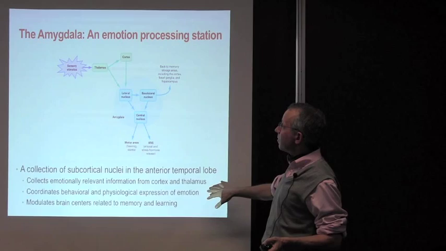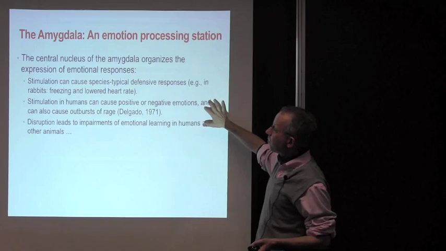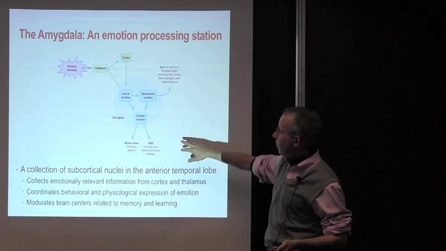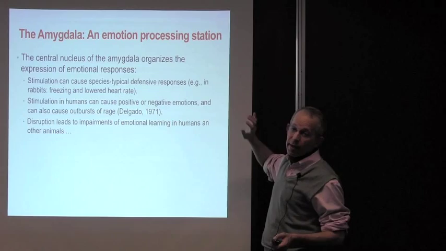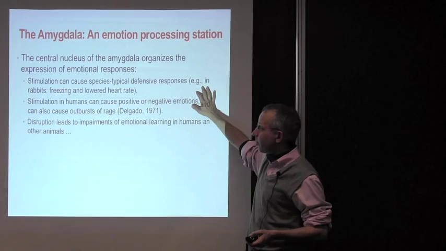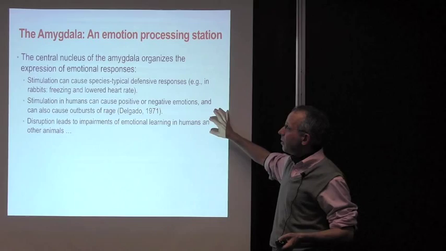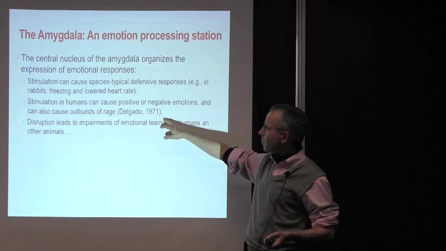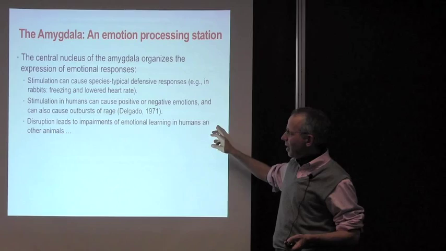The central nucleus organizes the expression of emotional responses. So if you remember here, the central nucleus is the output pathway. Stimulation of it can cause species-specific defensive responses, freezing, lowered heart rate. So it's as if you're bypassing the circuit and going straight to the output. In humans, it can cause either positive or negative emotions, an outburst of rage. I suspect given 1971, that's not our Delgado. And disruption leads to impairments of emotional learning.